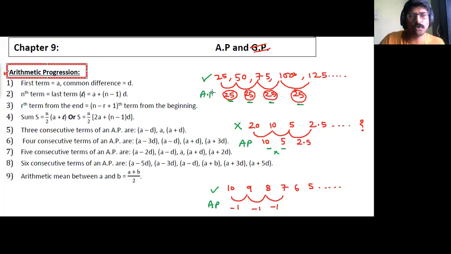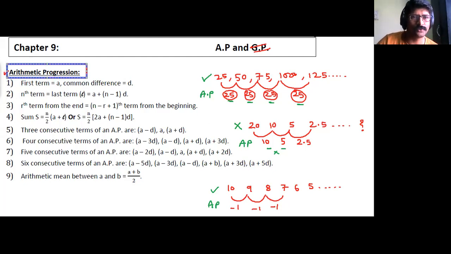Okay, students. So I hope you understood by now what is an AP. AP is arithmetic progression. So which progression is called arithmetic progression? Whenever the difference between two consecutive terms is the same, that progression or that list of numbers is called arithmetic progression. Now let's move on. We will see in detail everything.